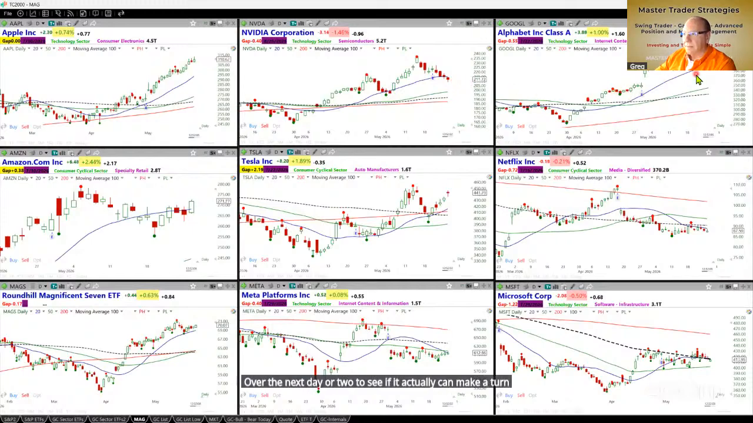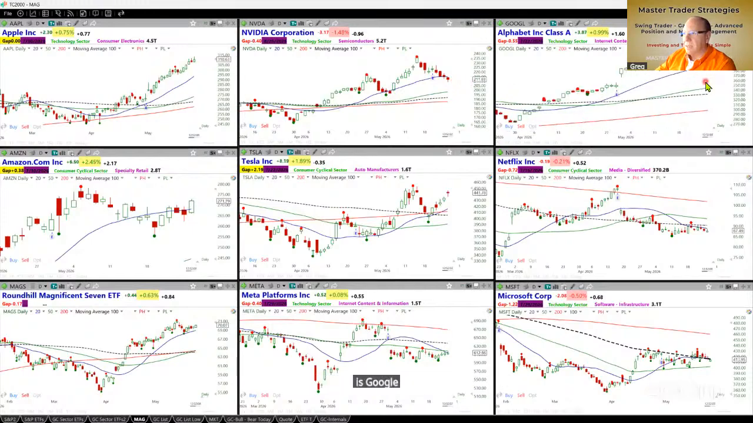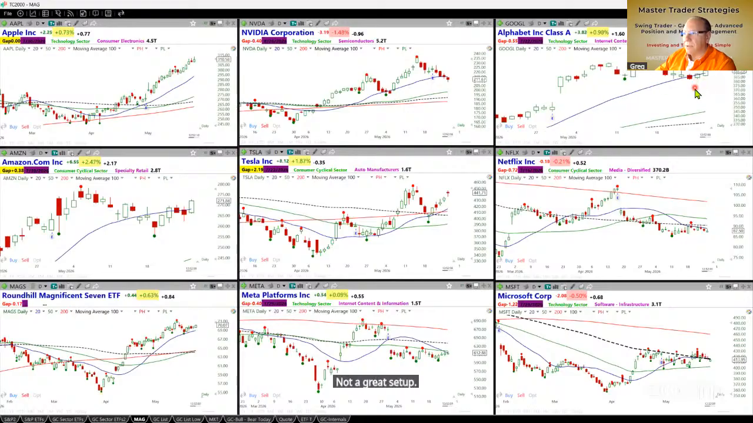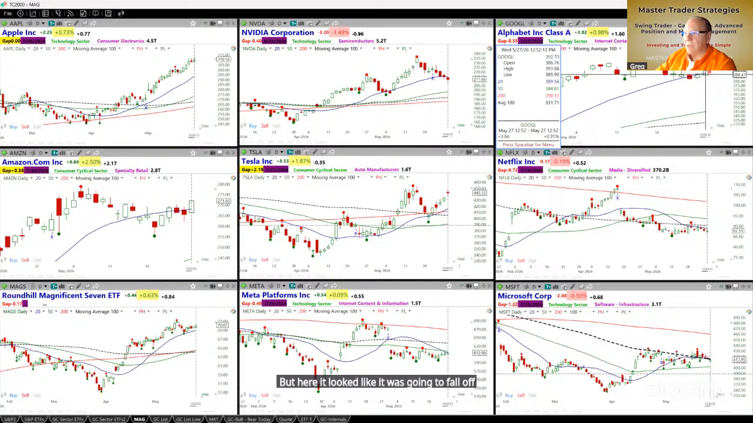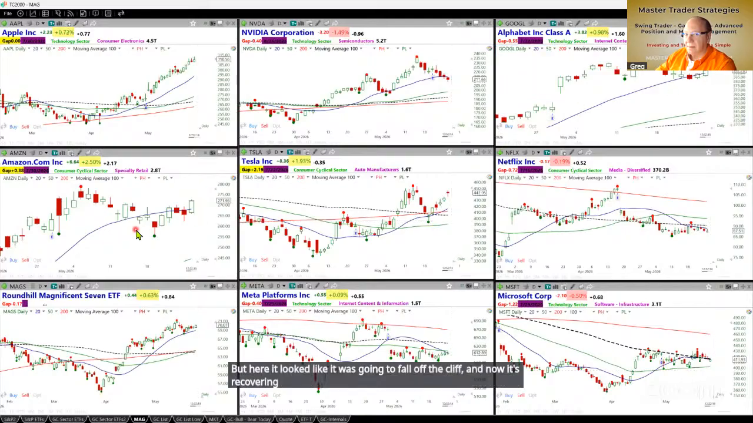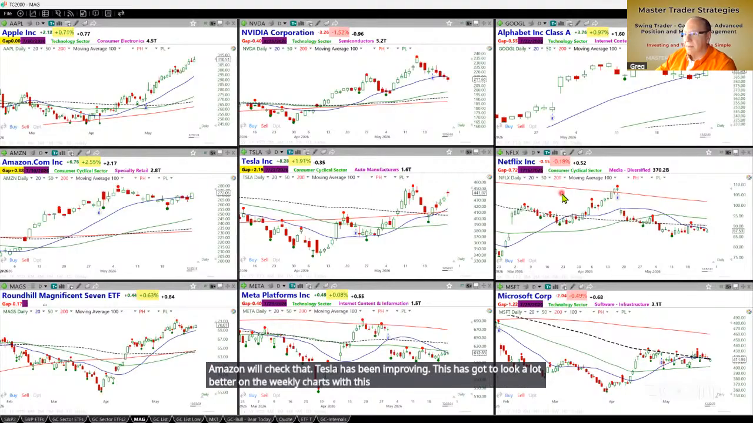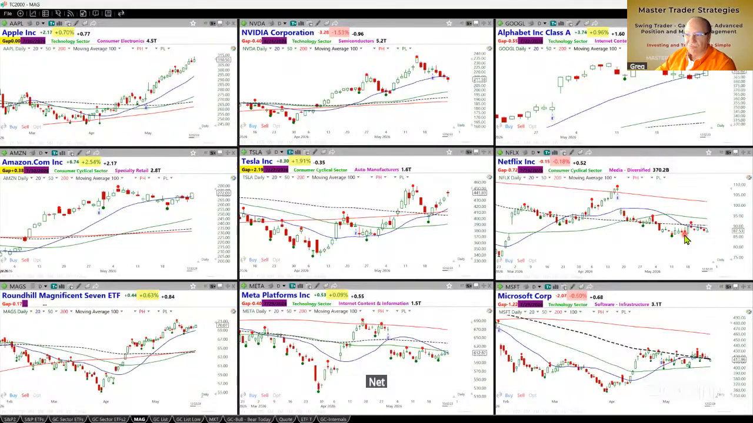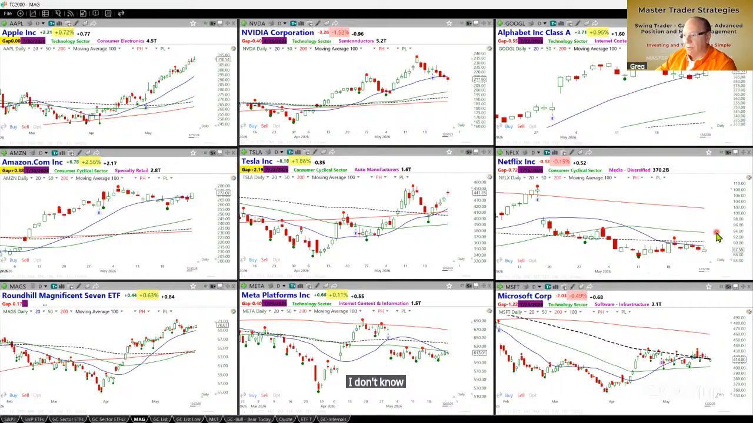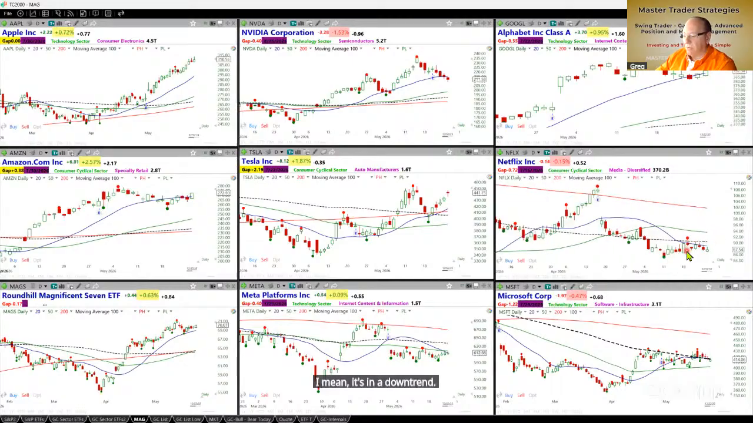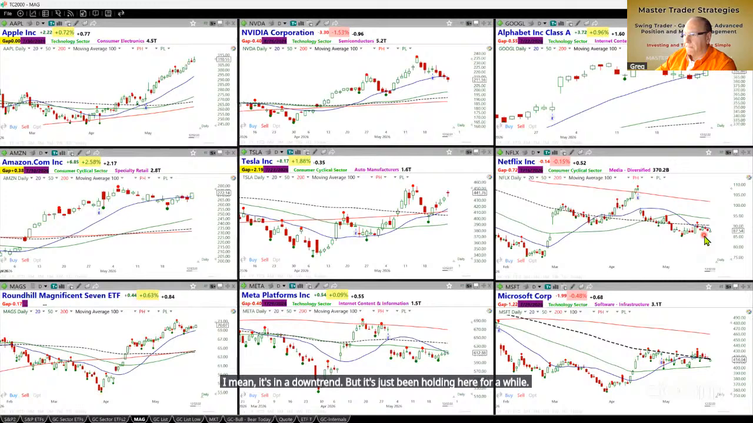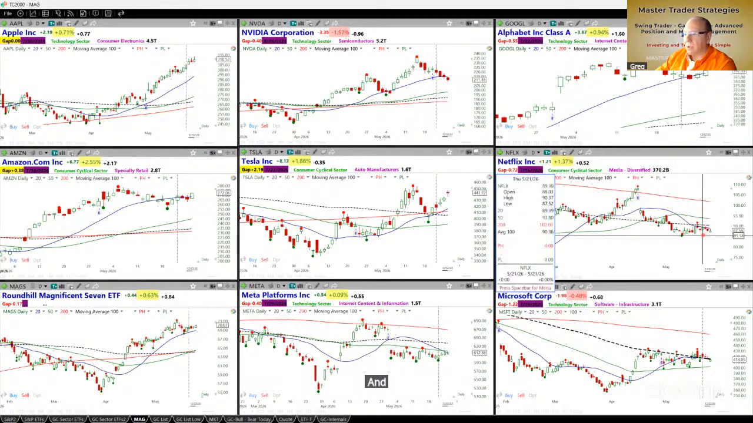Here's Google. Not a great setup, but here it looked like it was going to fall off the cliff, and now it's recovering. Amazon, we took that. Tesla has been improving. This has got to look a lot better on the weekly charts with this retracement. Netflix, I don't know. I mean, it's in a downtrend, but it's just been holding here for a while. Right? It's been holding.